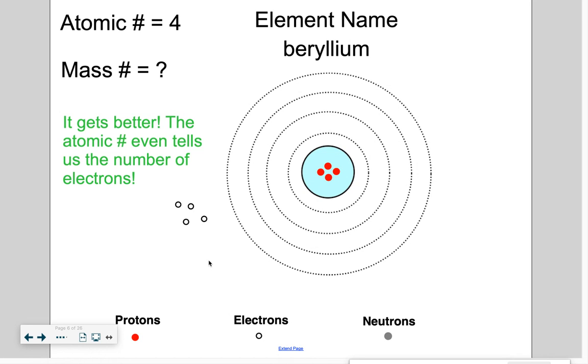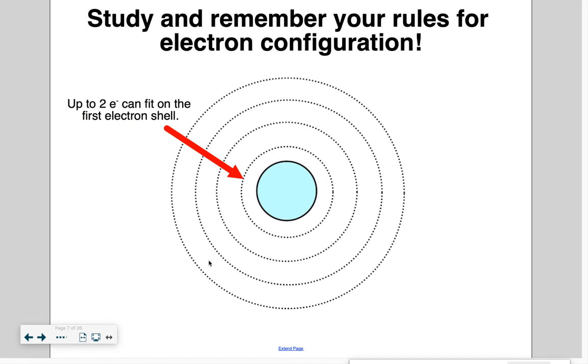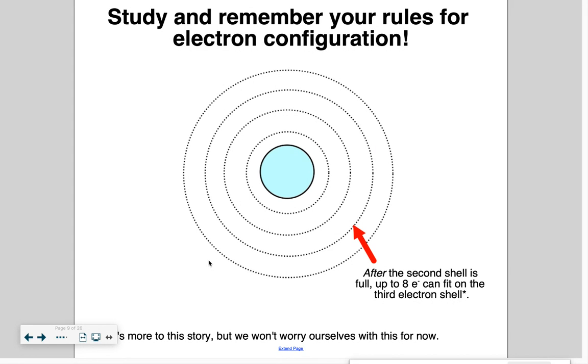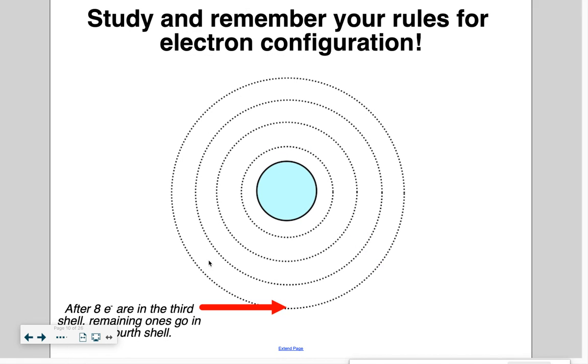When we're dealing with Bohr models, we have to follow certain rules. The first shell that surrounds the nucleus can have up to and no more than 2 electrons. After that, you go to the second shell, and you can fit up to but no more than 8 electrons on the second shell. Then, if we're dealing with Bohr models, you move on to the third level, where you can put up to 8. And once you put 8 on the third level, you now have to move out to the 4th level.